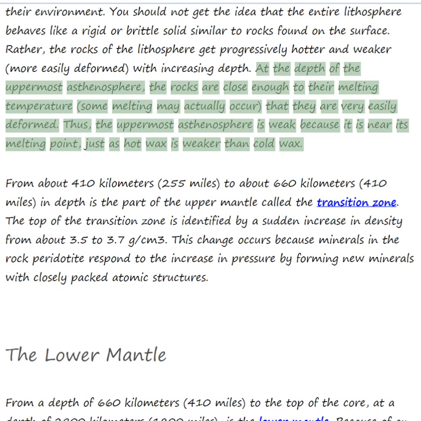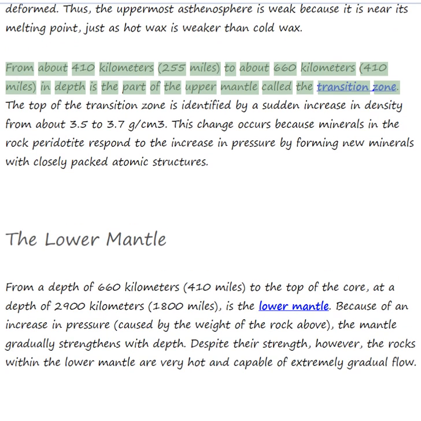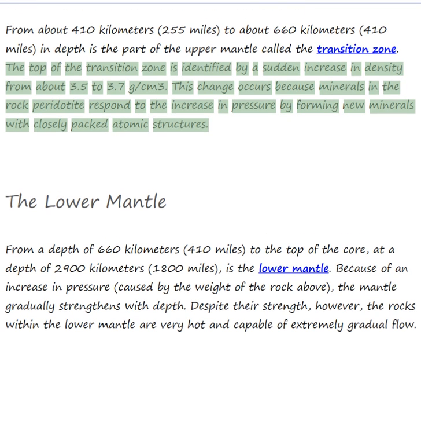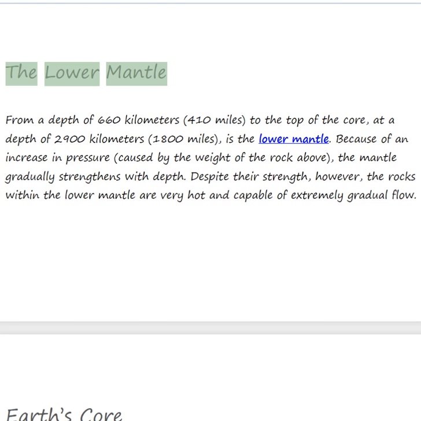From about 410 kilometers to about 660 kilometers in depth is the part of the upper mantle called the transition zone. The top of the transition zone is identified by a sudden increase in density from about 3.5 to 3.7 g/cm³. This change occurs because minerals in the rock peridotite respond to the increase in pressure by forming new minerals with closely packed atomic structures. The lower mantle.